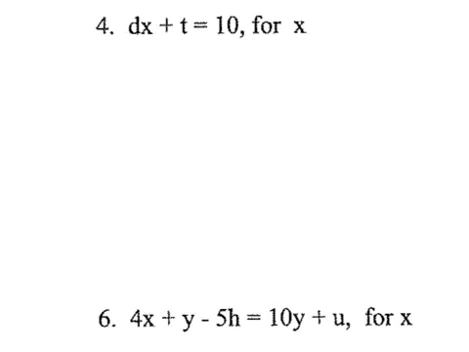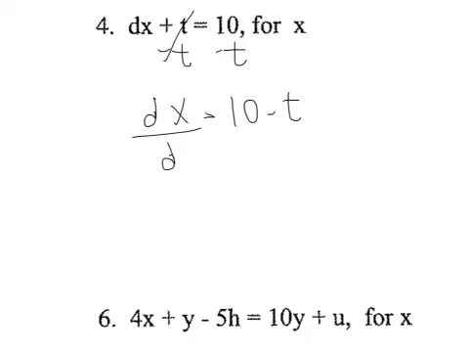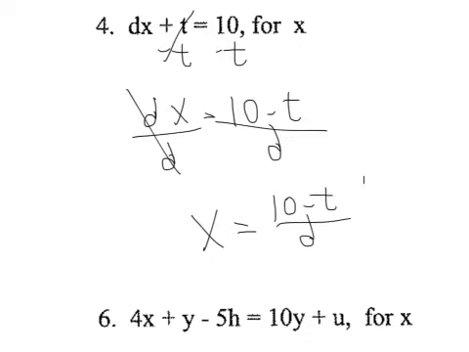All right, so now we're going to solve for x. We move t over by subtracting, and we get dx equals 10 minus t. Now we need to divide out the d. And since these are all letters, there's nothing that we can simplify, so you just get 10 minus t over d for your x value.